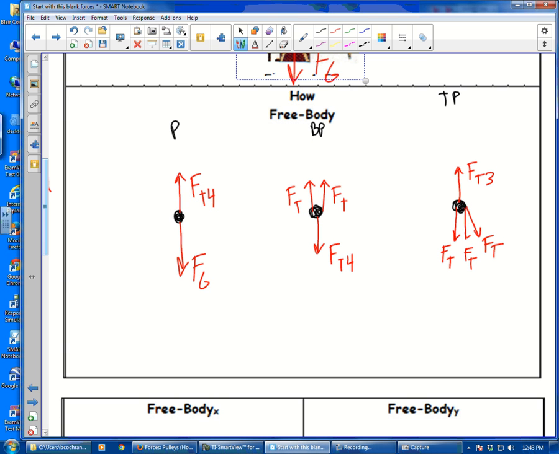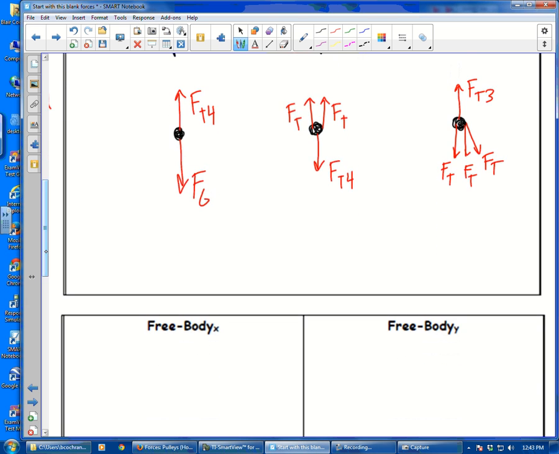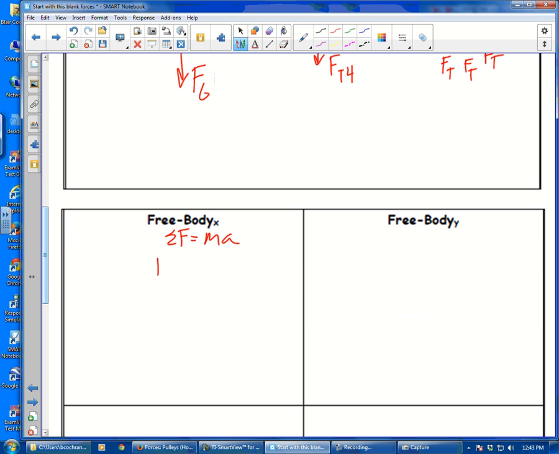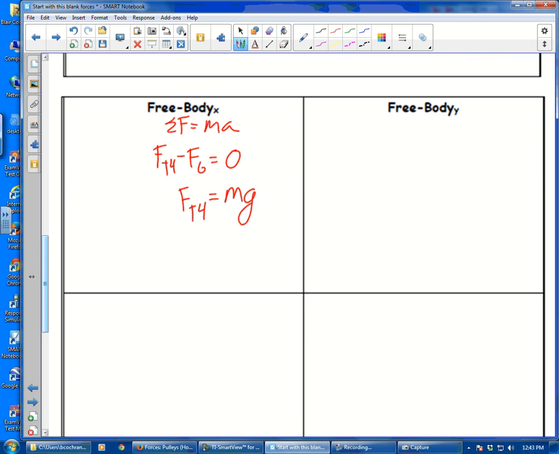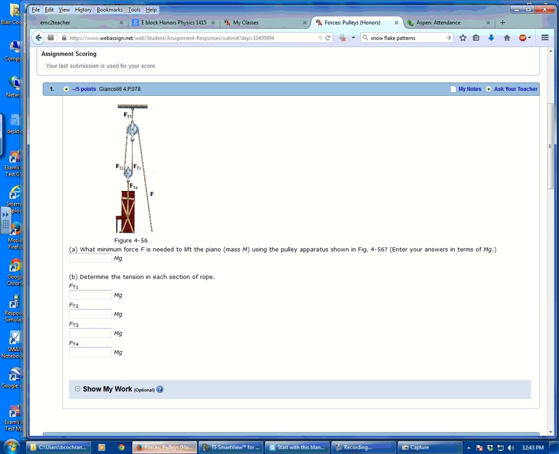So that means FT4 is mg. So FT4 should be 1.